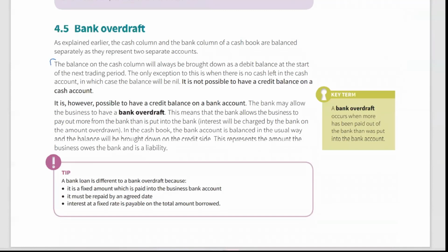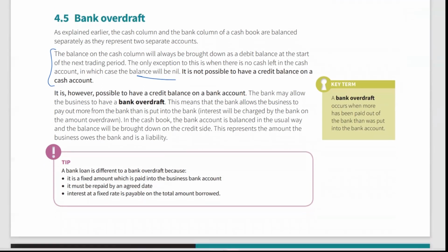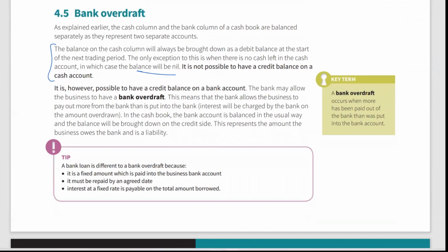Read this paragraph, very important, at the start of the next period, right? Because we can never have negative cash. The worst we can have is zero, nil. It is not possible to have a credit balance on cash account. It is, however, possible to have credit balance on bank account because the bank allows you to spend more money than you have. It occurs when more has been paid out of the bank than was put into the bank.